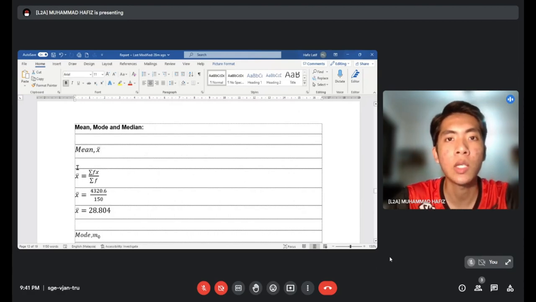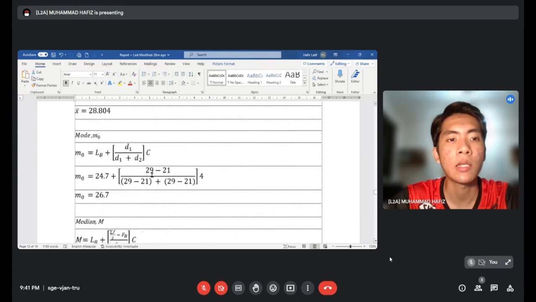I'm going to explain the next step, which is calculation. The first calculation is mean. By using the formula total fx divided by total frequency, we get 28.804 for the mean. The next calculation is mode, by using the formula lower boundary plus d1 over d1 plus d2 times c. We got 26.7 for the mode.